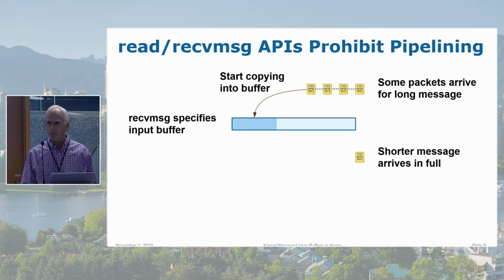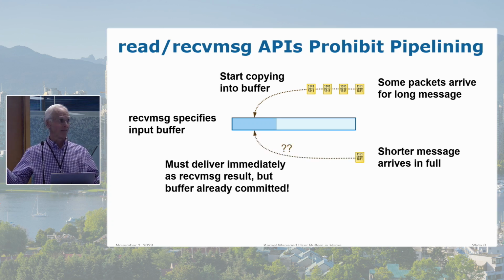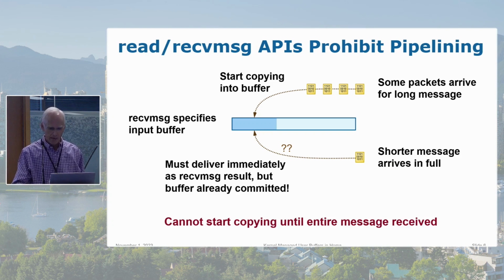And now the problem is some other shorter message arrives, and it's complete. Well, the rule of Homa is shortest message gets priority. So if a short message is finished, we have to deliver that to the application immediately. We can't delay that behind that long message. But the problem is we've already committed the buffer space to the long message. So we're in trouble here. And the only solution I could think of initially was don't start copying until you've got the whole message, so you know you're actually going to deliver this message to the application.